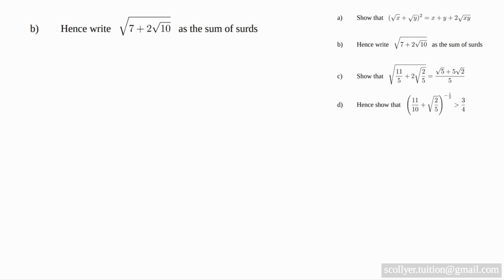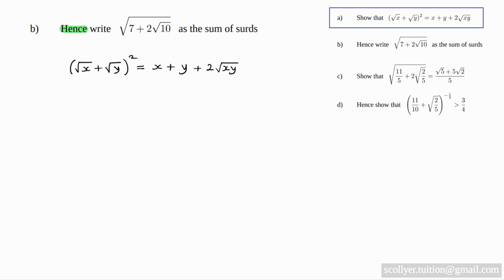Part B. Hence write √(7 + 2√10) as the sum of surds. Since this is a hence question, we have to use part A to show the result. And we note that the left-hand side is the square root of a sum of surds, and we also note the similarity between the quantity under the root sign and the right-hand side of the expression that we are working with.